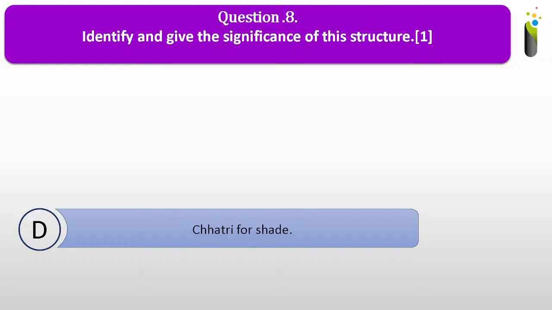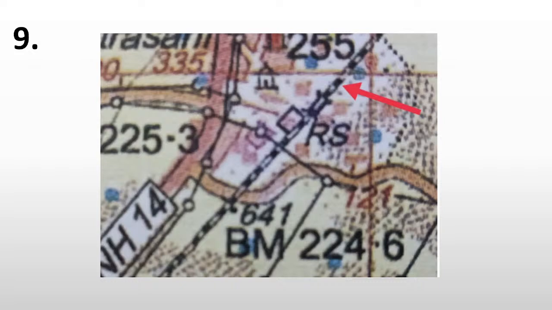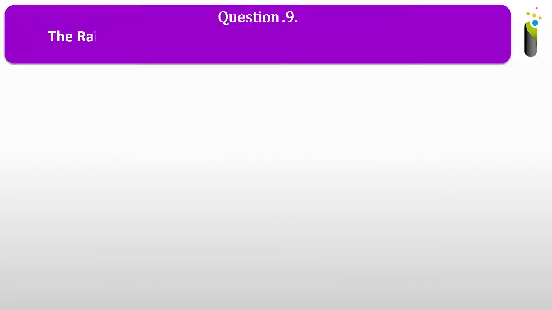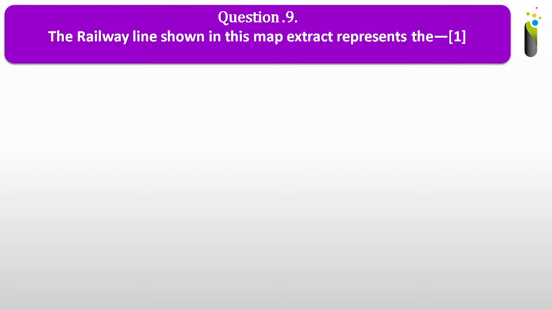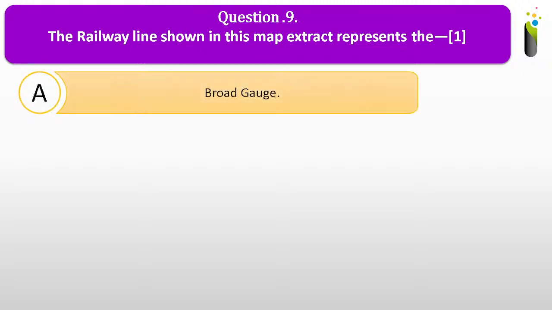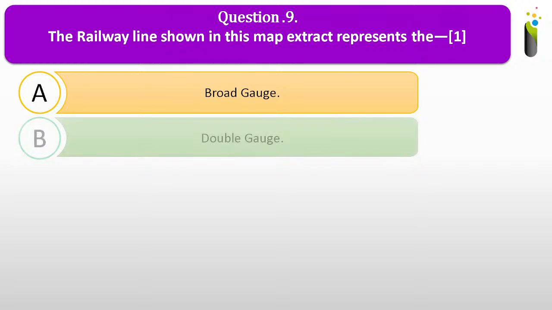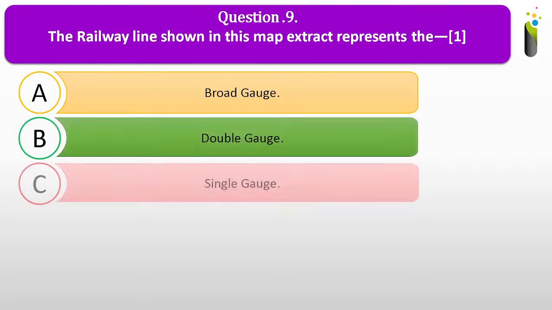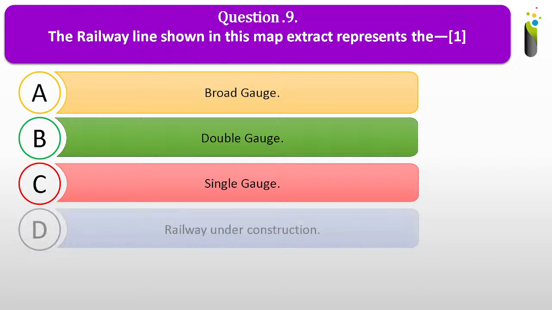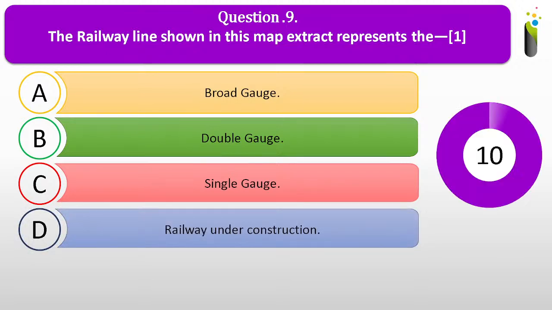And the correct answer for this question is Chhatri for shade. And look on the screen for question number 9. Look on the screen and point the red pointer, because the question will be based on this. The question is, the railway line shown in this map extract represents the dash. The options are A, broad gauge, B, double gauge, C, single gauge, D, railway under construction.